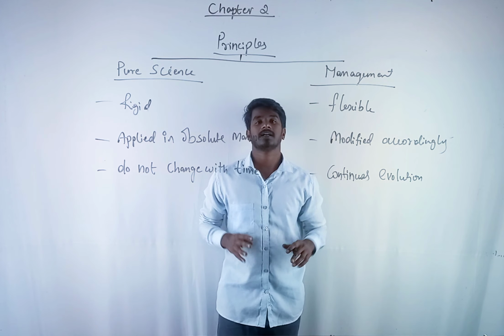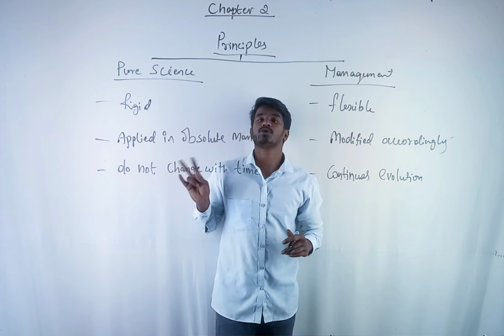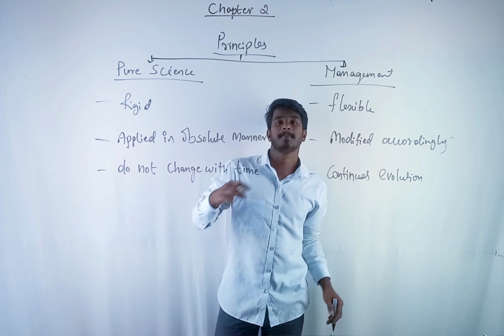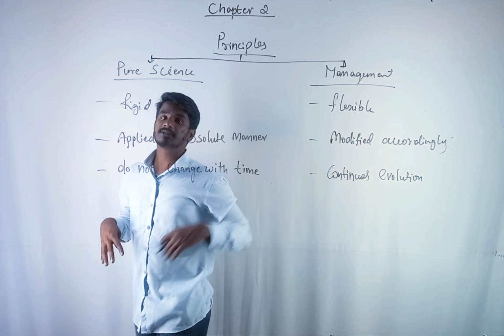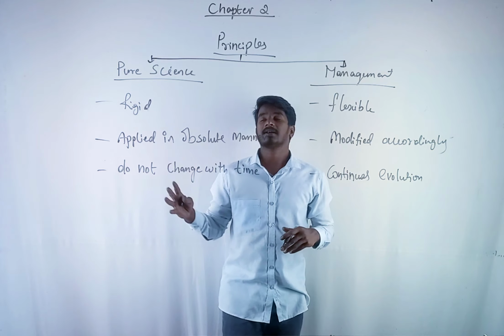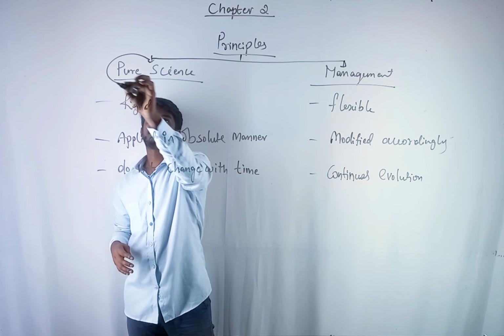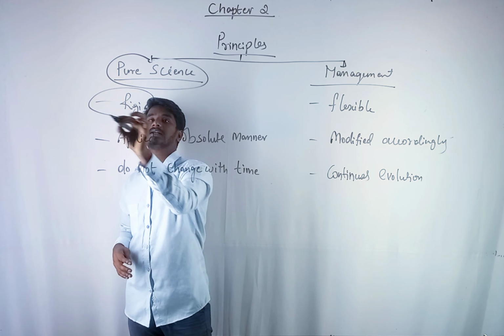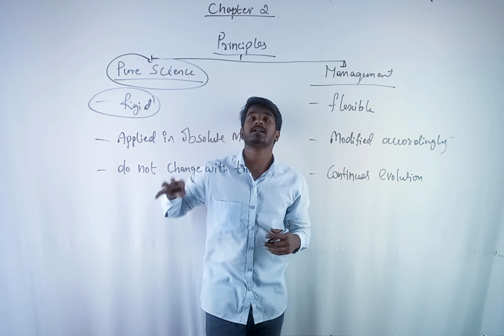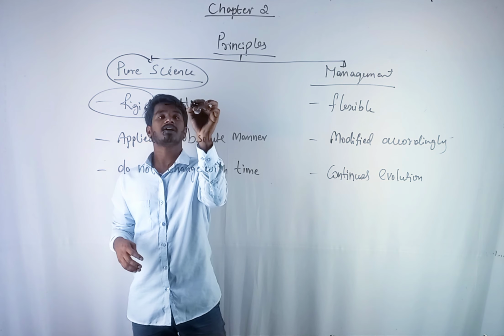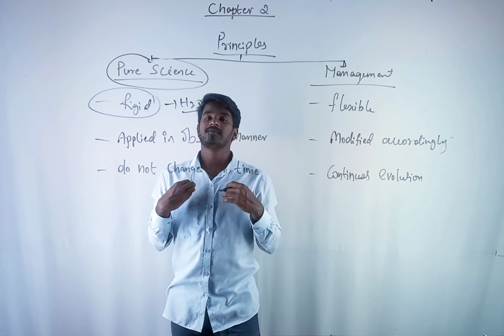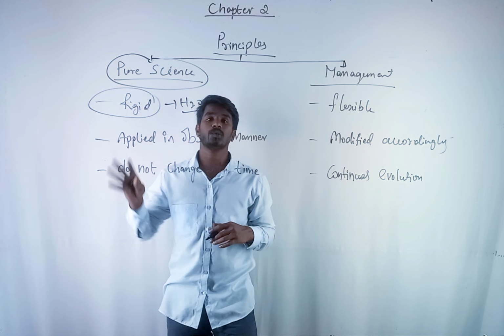The next thing is types of principles. We have two types: principles of pure science and principles of management. Under pure science, principles are rigid, which means we cannot change them. If the formula is H2O, then for the entire lifetime it will be H2O only.